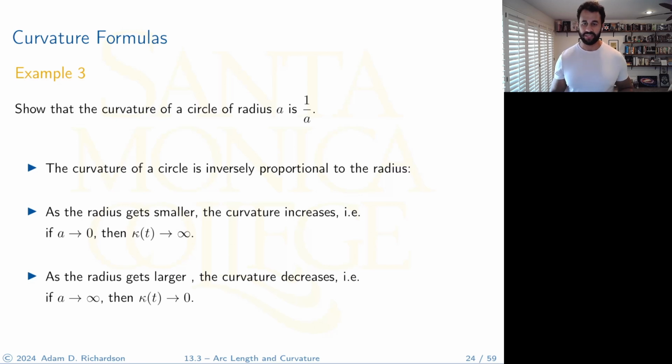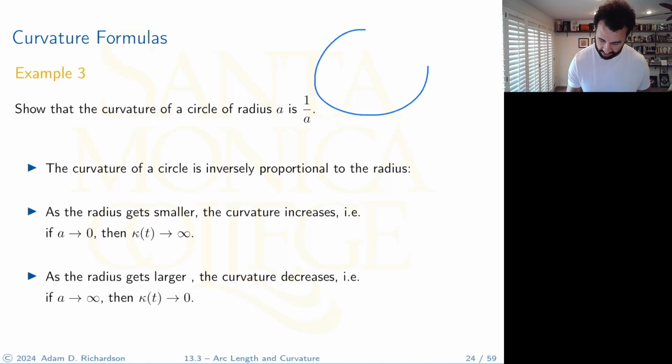So what is this really telling us? This is saying that the curvature of a circle is inversely proportional to the radius. And this kind of makes intuitive sense too. As the radius gets smaller, the curvature of the circle increases. So as your radius goes to 0, the curvature goes to infinity. It makes sense if you think about, again, if I have a very large circle and I want to look at the unit tangent vector, right?